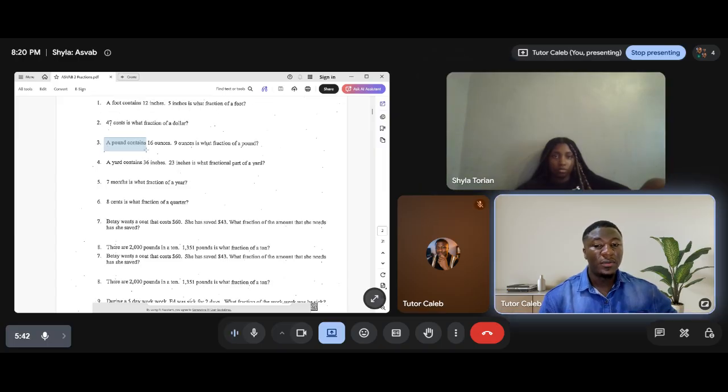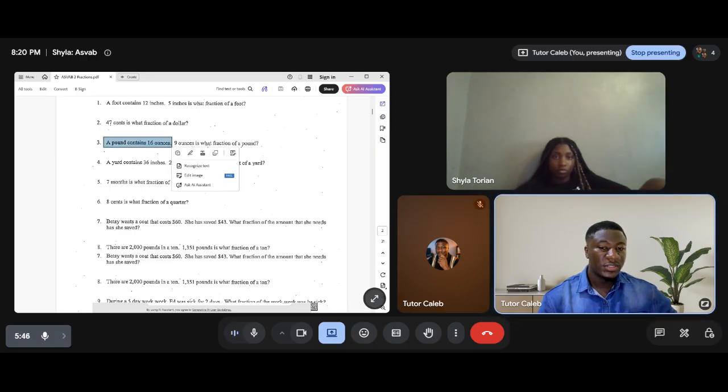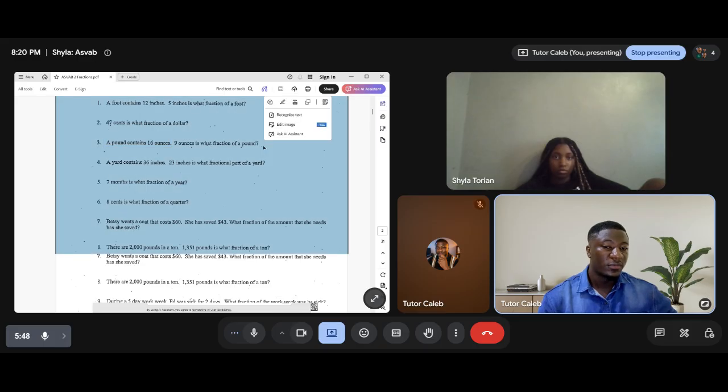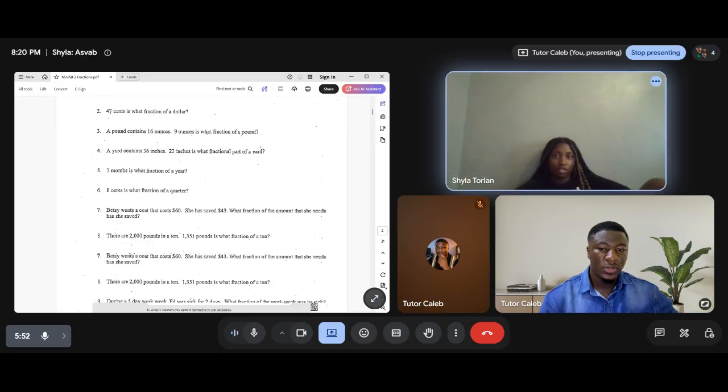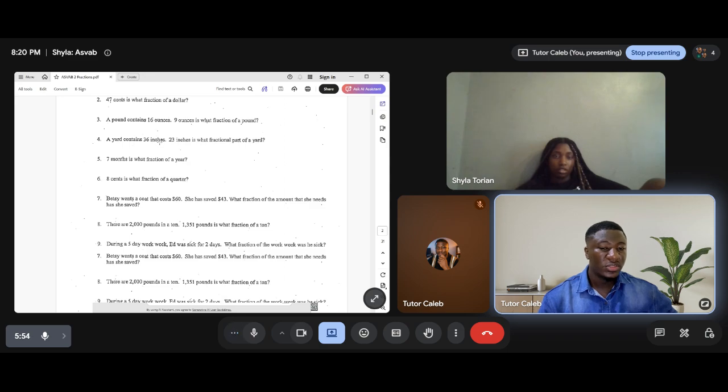A pound contains 16 ounces. 9 ounces is what fraction of a pound? What do you think? 9/16. Correct. A yard contains 36 inches. 23 inches is what fraction of a yard?